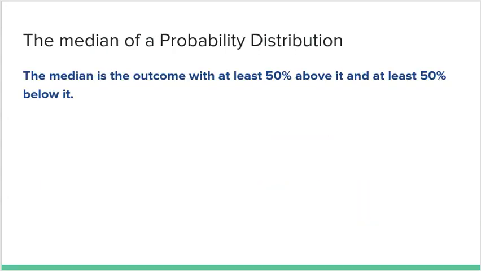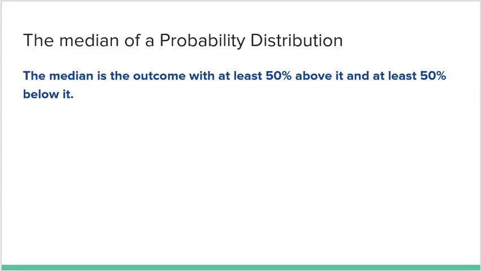So I did say I was going to talk about median. Now remember, median is actually pretty easy to find. The definition of the median is that there's 50% above it, 50% below it. So with a probability distribution, the median is the value that has at least 50% above it and at least 50% below it. So you've got to be able to find that median and say, hey, there's 50% of data at or above, and there's 50% of data at or below.